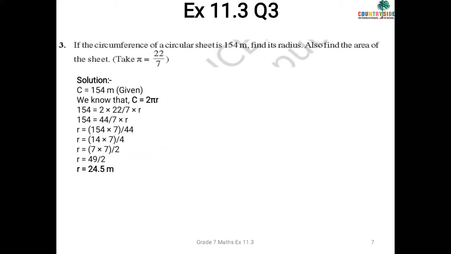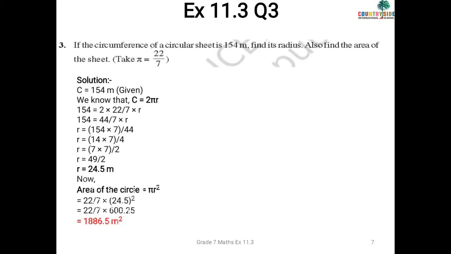So we have found the radius equals 24.5 meter. Now in the question they are asking to find the area. So we know that the area of the circle is pi r square. So just simply put the values: pi 22 by 7 and the radius 24.5 square. So 22 by 7 into 600.25, that is 186.5 meter square.